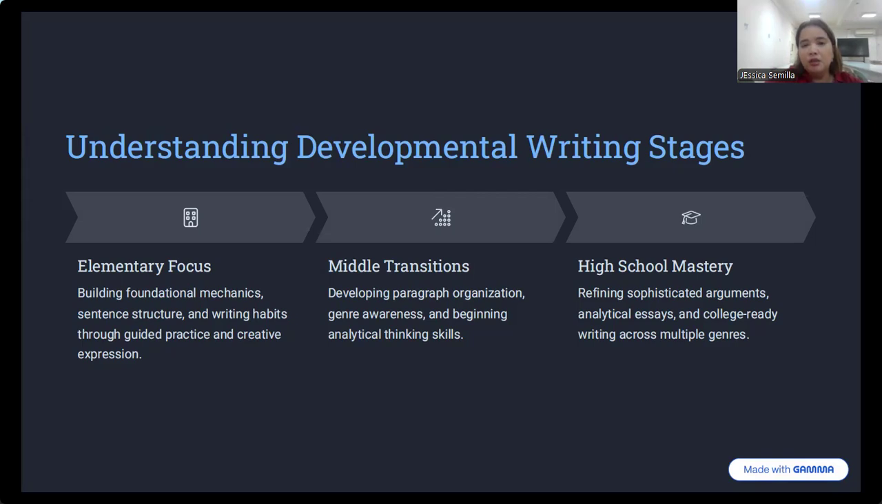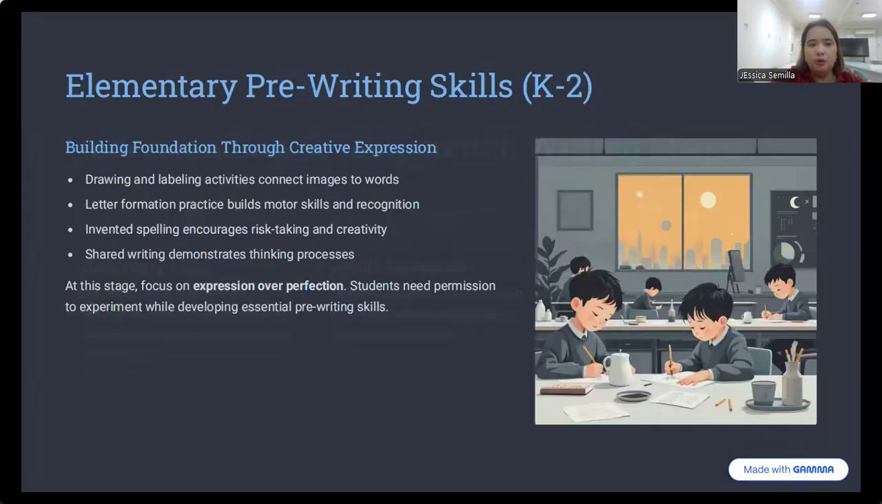Another one under the developmental stages is high school. They need to be refined already in terms of their arguments when writing. They need to be able to write, comprehend and interpret already, and eventually produce analytical essays and other academic papers. So we'll be proceeding.